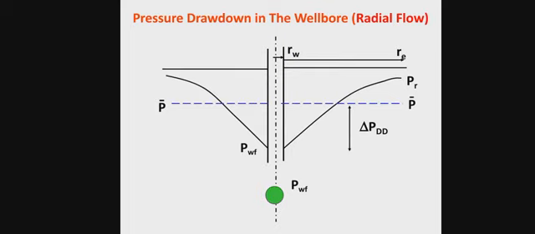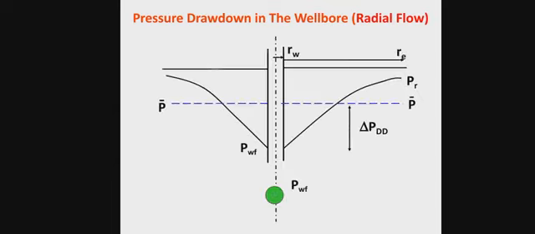Today, we will talk about the pressure drawdown. If you remember the component of a typical well, we have the reservoir, the casing or production line, and the wellhead. Okay, so today we will talk about the pressure drawdown.